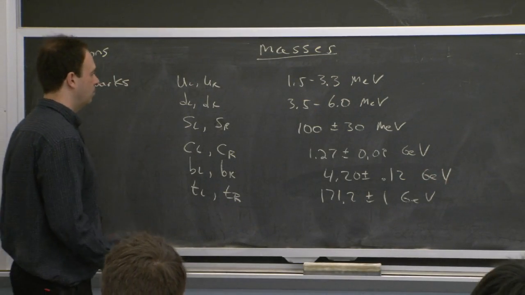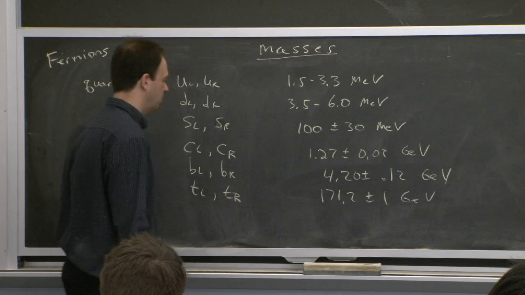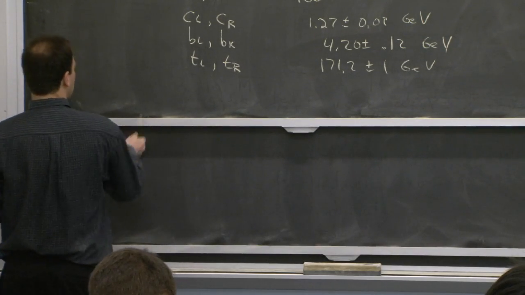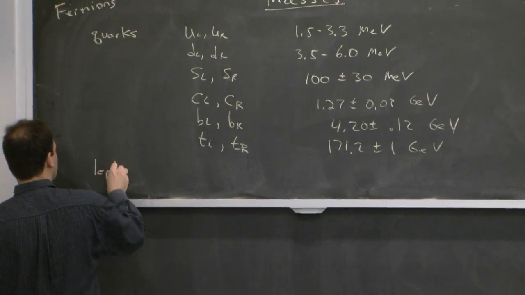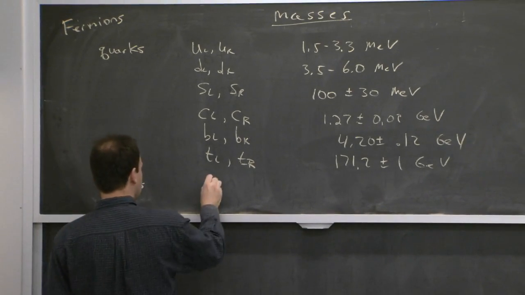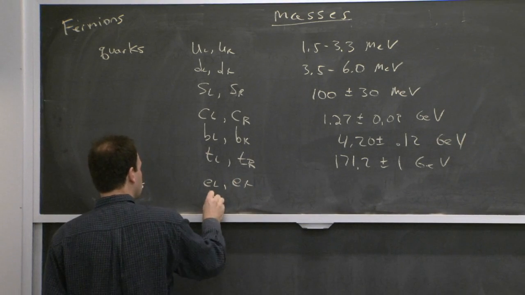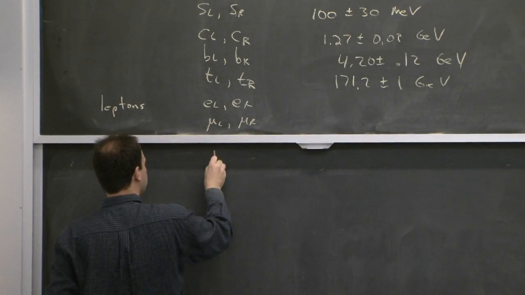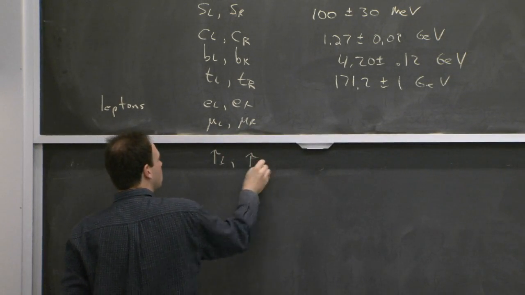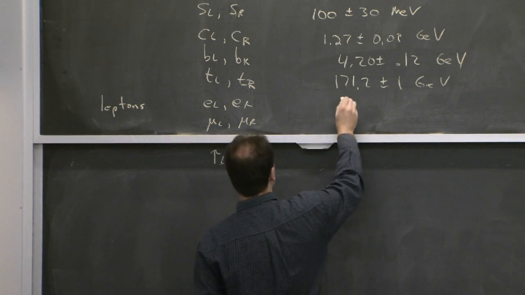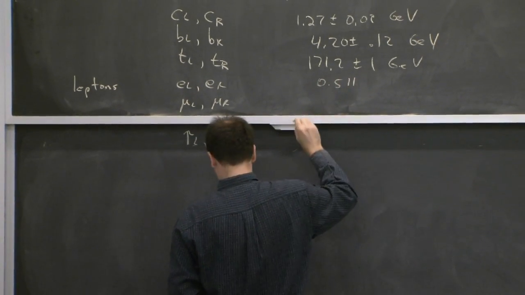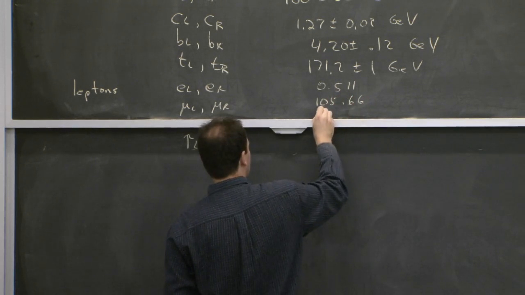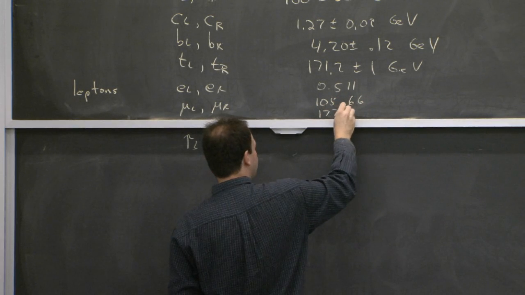Okay, so there's a pretty wide range of scales here, from an MeV to 100 GeV. That's just the quarks. And then we also have the leptons. Three types of charged leptons, again with a fairly wide range of scales. So now I'm switching back to MeV just to keep you on your toes.